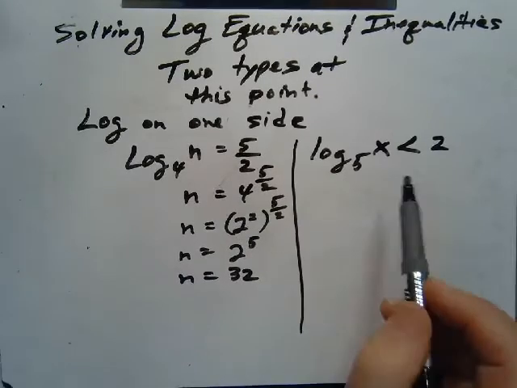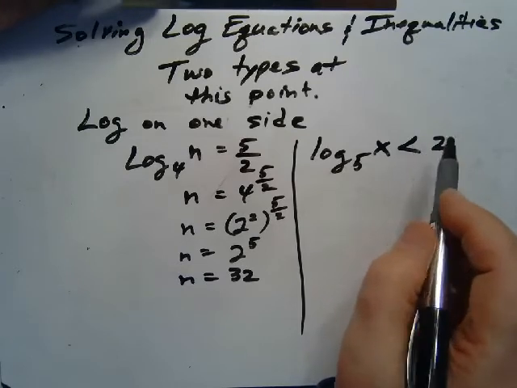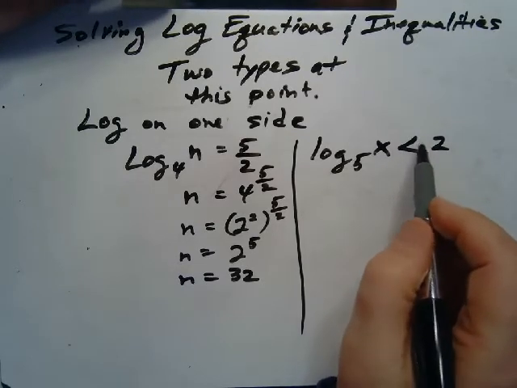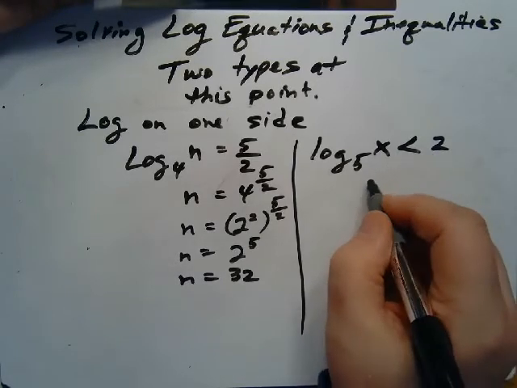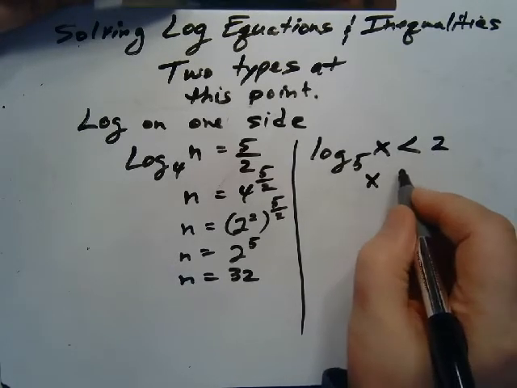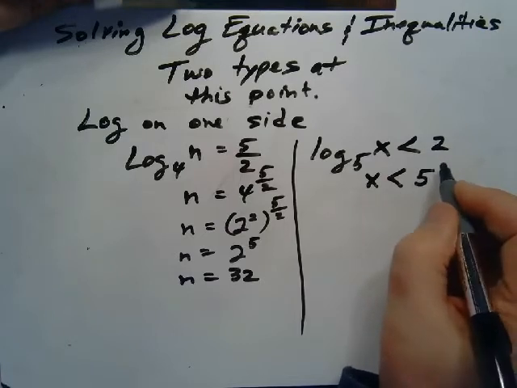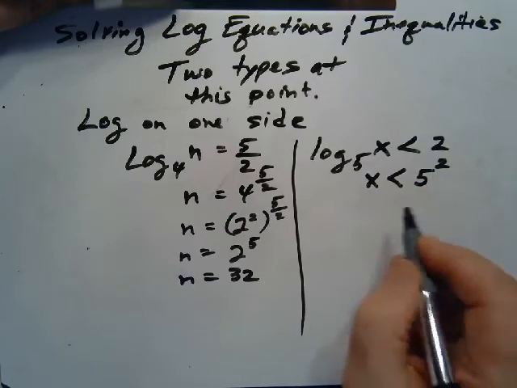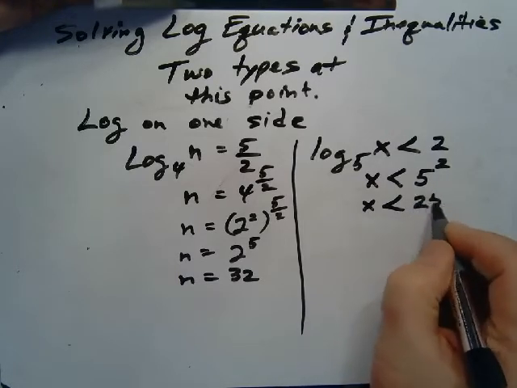All right, let's take a look at this next one here. You'll notice I've thrown an inequality sign in here, and that's going to cause some special concerns for us, but we'll get to that at the end. All right, drag down the result, put the sign in the same direction, throw the base to the other side, and apply the exponent. So x has to be less than 25.